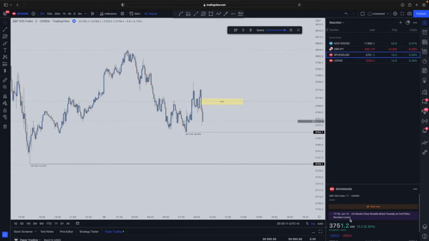In this video, we're going to talk about how to find the best fair value gap setups, and ways that you could use fair value gaps in your trading style, or add them to your trading style, and how you could use them the best way possible.